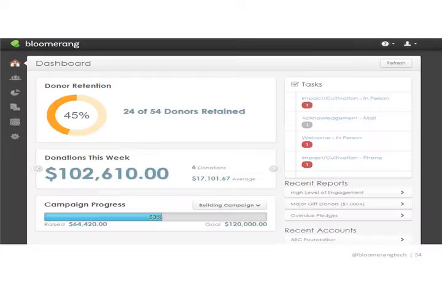So let me share with you a couple of screenshots, and not only is this something that you can do with the Bloomerang product, but these are the types of data that I think would be important to get out of any fundraising system that you're using. Even if you're managing with spreadsheets or something of that nature, you can do that.